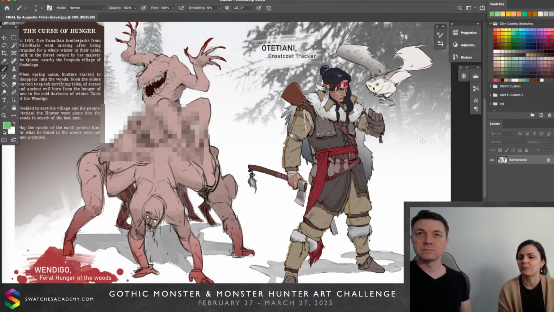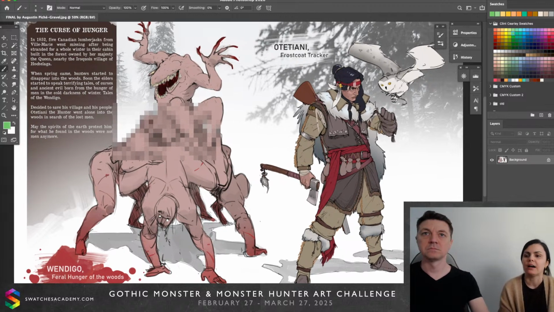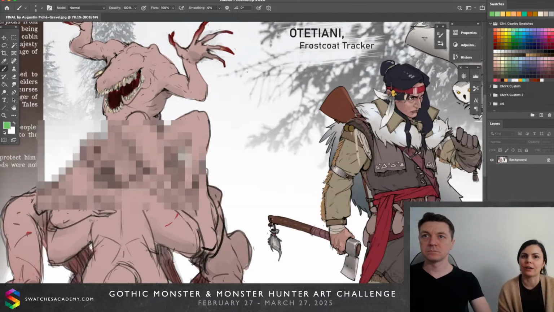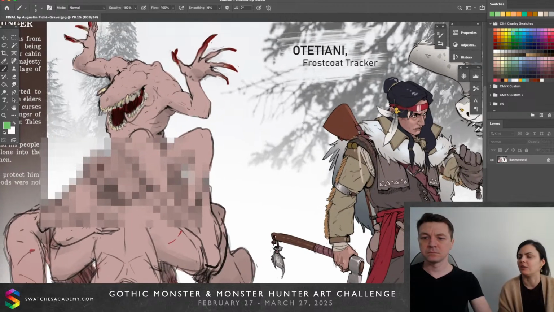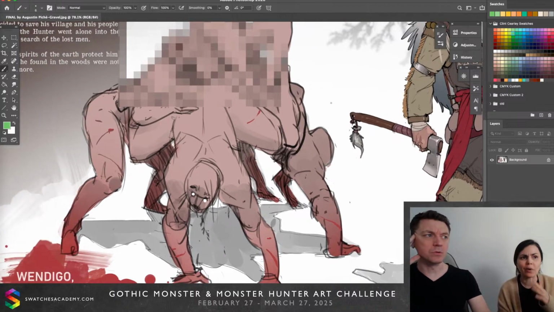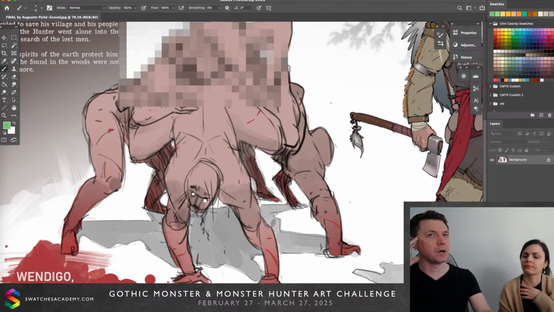In terms of your Wendigo, technique wise, I think it's well drawn. Your anatomy is good. I think it's a neat idea. It's veering a little bit on the human centipede kind of look. Yeah, it leans more into body horror rather than necessarily Gothic monster.